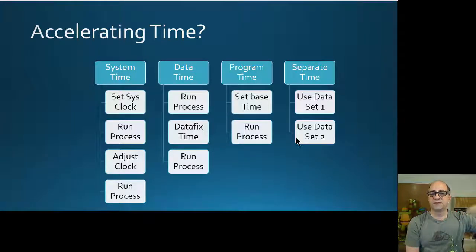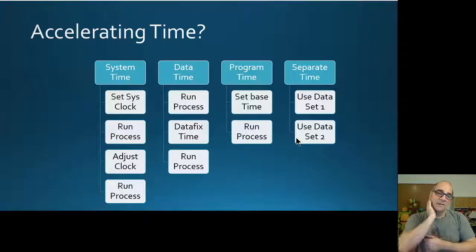So in system time, we could adjust the clock, right? We would set a system clock to some date in the past. We'd run the system, and then we'd advance the clock in the system. I'll talk a little bit about the good and bad points of that. The next one would be data time. We do something, we record the data in data stores, and then we go and massage the data in the data store, and then we keep running the process. And there are certain good and bad points about that.